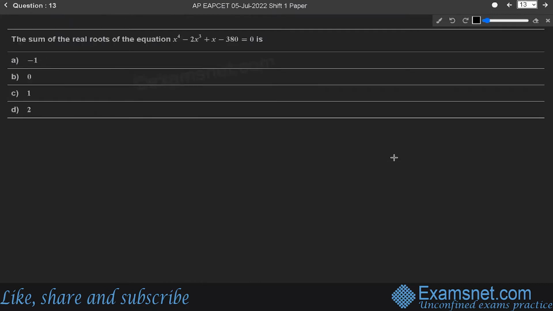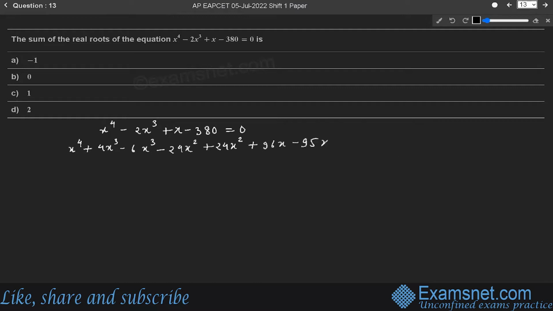Next question is, the sum of real roots of the equation x^4 - 2x³ + x - 380 = 0 is. We have to find the sum of the real roots. So first we have to calculate the values for the real roots. This expression can be written as x^4 + 4x³ - 6x³ - 24x² + 24x² + 96x - 95x - 380 = 0.